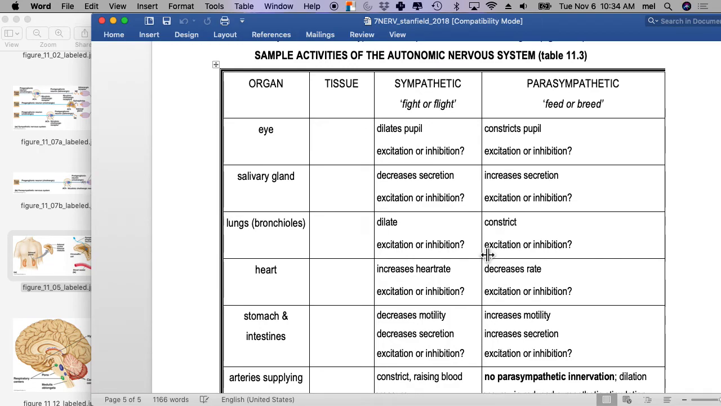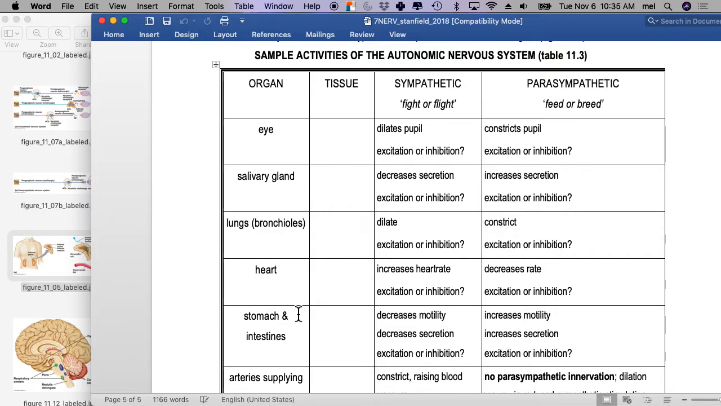So, sample activities. Here's what we're going to do as we go through this. We are going to look at an organ, at a tissue within that organ. It has to be one of the 3 effector tissues. Yes? What are they? Glands, cardiac muscle, and smooth muscle. Okay? So that has to go there every time.